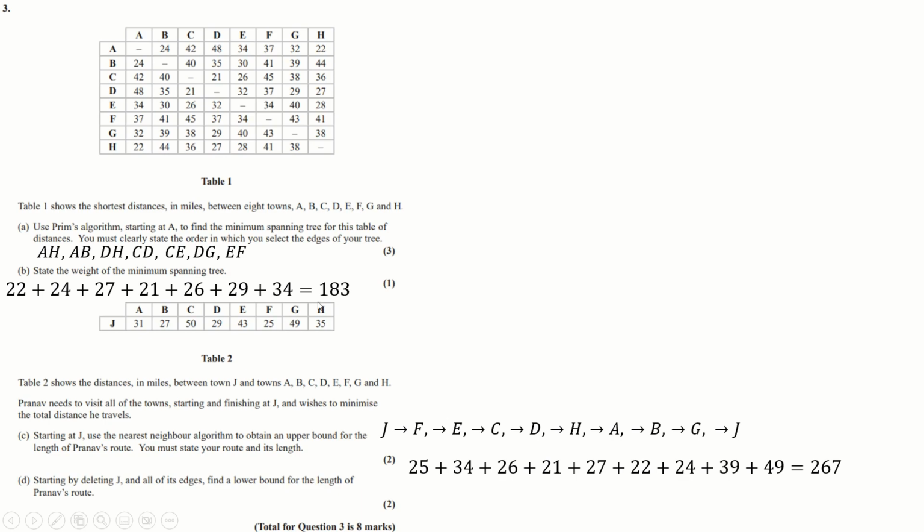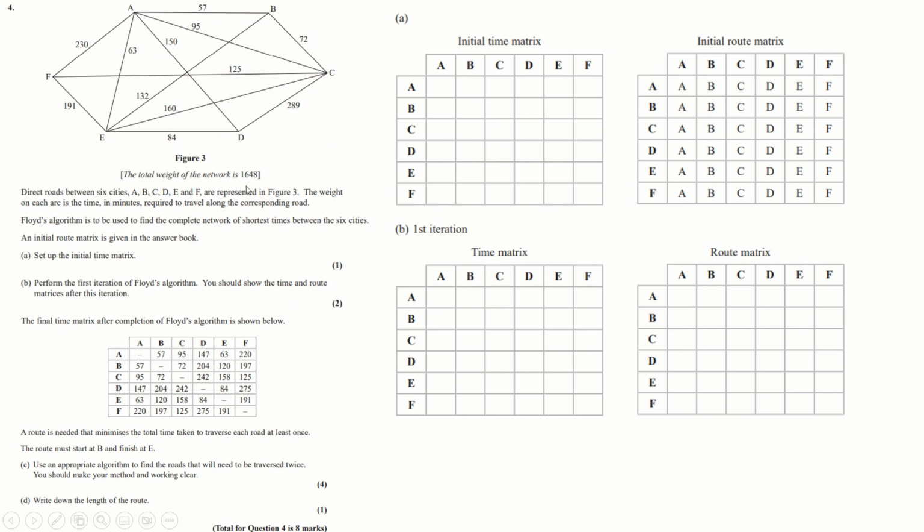So take 183, add in B, add in F, and that will be a lower bound. It's not guaranteed that we can do that, of course, although it will work, but that will be the lower bound. Good. Next is the Floyd's algorithm question, which is pretty cool.